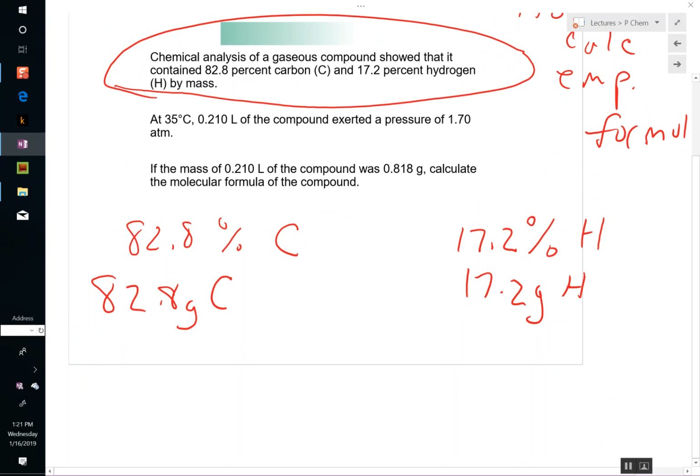There's a couple parts to this problem. This would be the first one. The real question is, what's the molecular formula of the compound? But the first place to start is, what is the empirical formula? What is the lowest ratio of carbon to hydrogen in this compound?